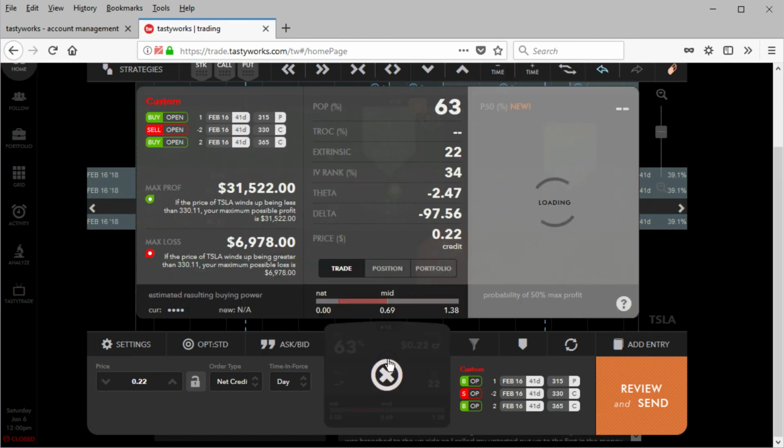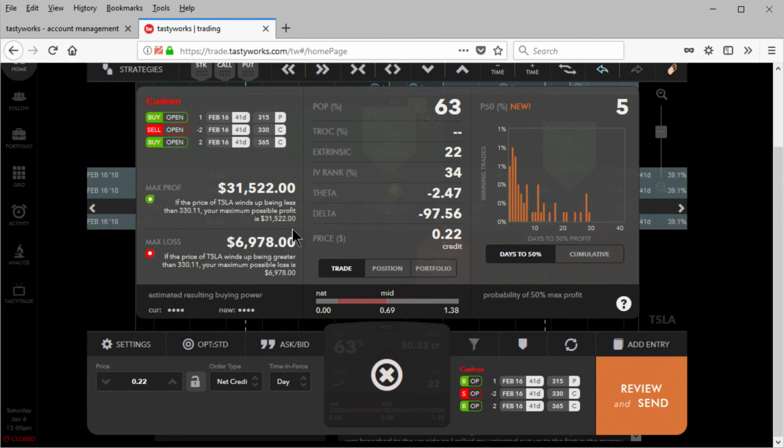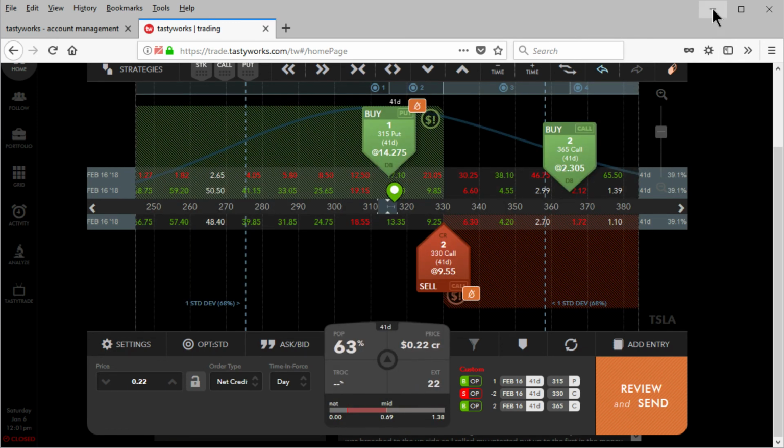If we look at this, the max loss could be near $7,000. But of course, I'm not going to wait until it gets above that, to that 360, before I close out the trade. I'm going to manage this trade, and if it goes against me, just take a small hit and move on. So that's basically the trade, and the probability of profit is 63%. All right, so that's the trade for Tesla.